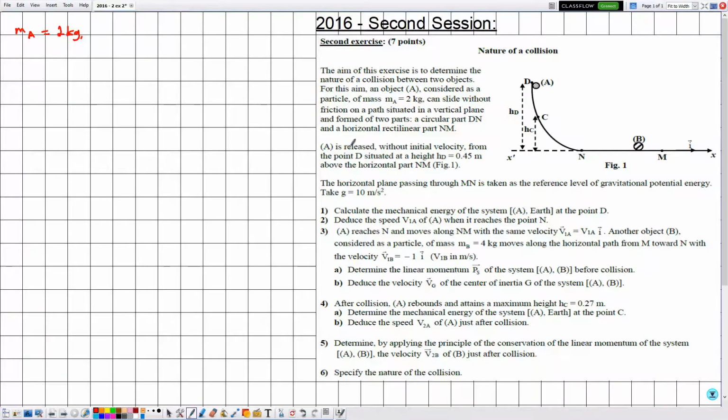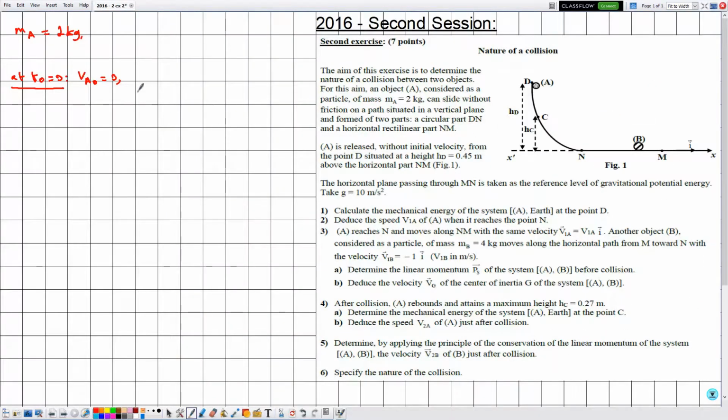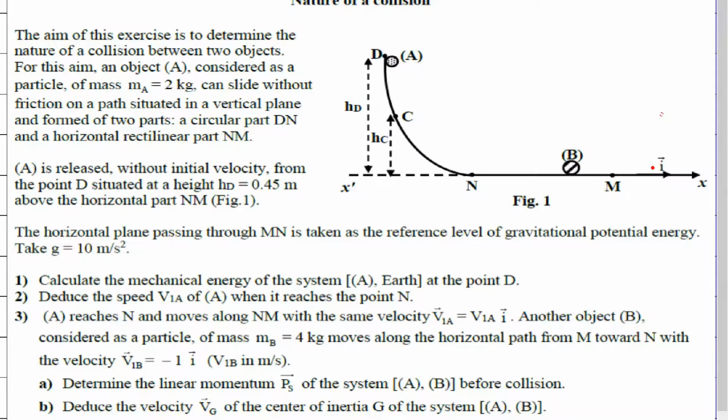Now they are telling us that A is released without initial velocity. Then we know that initially VA0 is equal to 0, and this is because it's released without initial velocity. Now from the point D situated at a height hD equal to 0.45 meters, then let me write here that the height at the point D is equal to 0.45 meters above the horizontal part NM, figure 1.